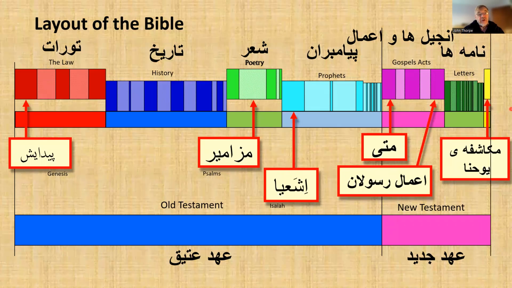And the reason for writing in this code is probably because both Daniel and the Revelation predict that empires would fall.